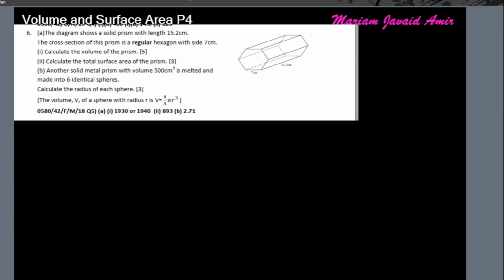Okay, question number 6. Part A, the diagram shows a solid prism with length 15.2. The cross section of the prism is a regular hexagon with side 7. Calculate the volume of the prism.